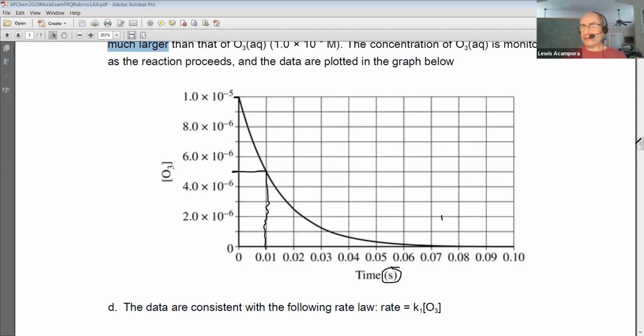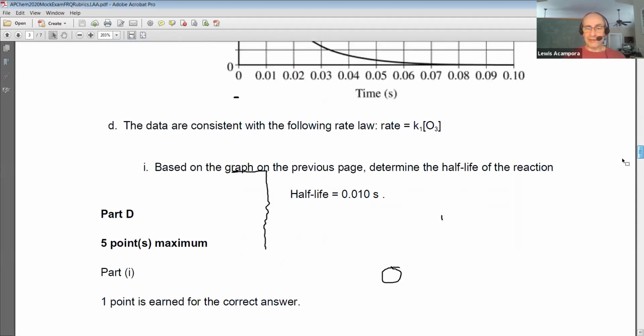Make sure when you're given graphs, I don't think you're going to be expected to interpret points between lines here, because some of the students will be taking this on a cell phone and the resolution may not be all that great, but do be sure you're as careful as you can be as you read that. So you get 1 point for just stating 0.01 seconds. And I think most students earned that point.